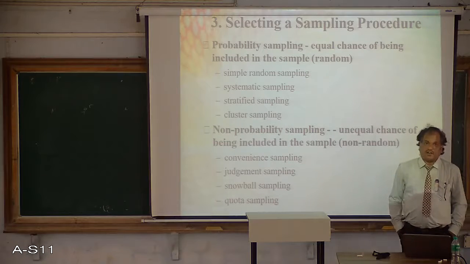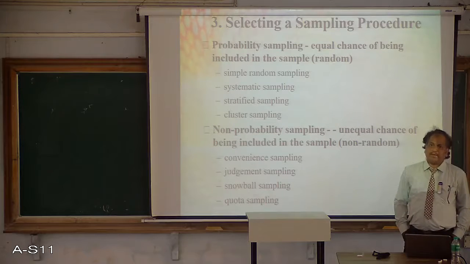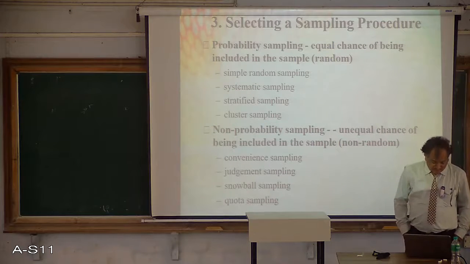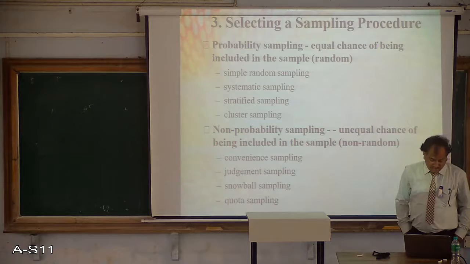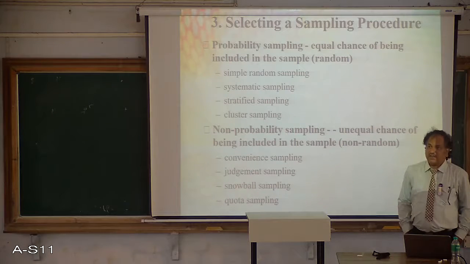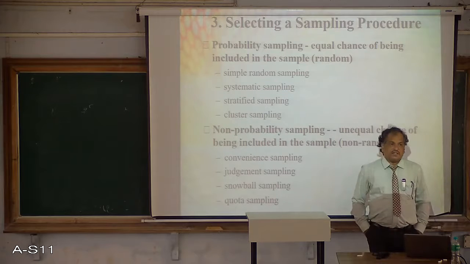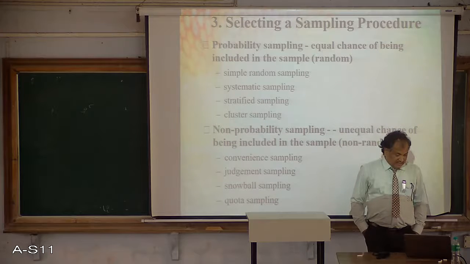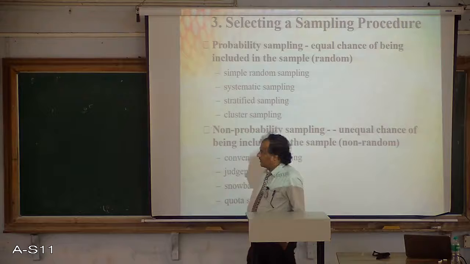That is, probability sampling is the method in which each and every sample has an equal chance of being included in the sample randomly. But unlike that, in non-probability sampling, there is no equal chance for the samples to be included in the sample.